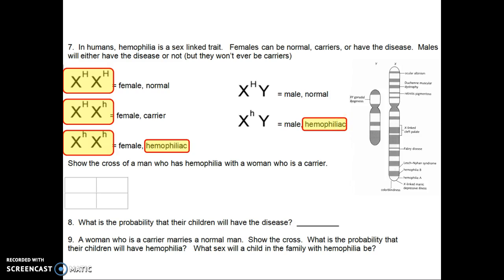Please remember when you're doing these crosses that you need to put the X and Y. So if we have a man who has hemophilia, you need to put both of these chromosomes, X little h, Y, and a woman who is a carrier, X big H, X little h. You need to put both pieces down.